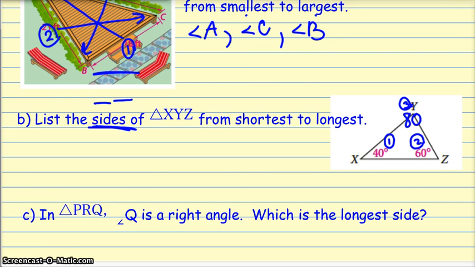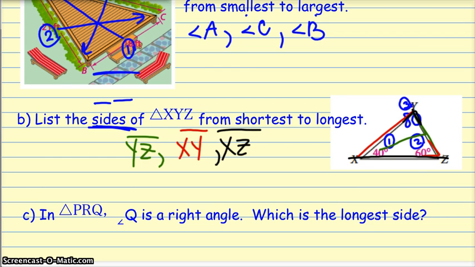So the smallest side lies opposite the smallest angle. So that means that side YZ is the shortest. It's not asking you how long it is, it's just asking you to order them from smallest to longest. 60 is the next smallest angle, and the side that's opposite of it is XY. And then the last one is angle Y, and the side across or opposite it is XZ. Be careful of notation. We're talking about line segments.